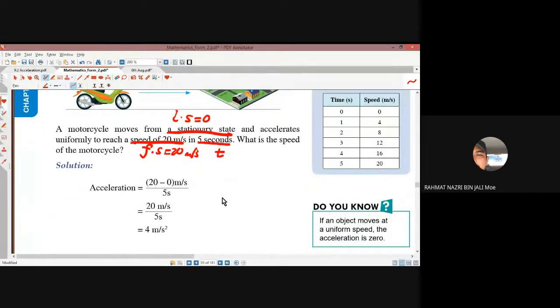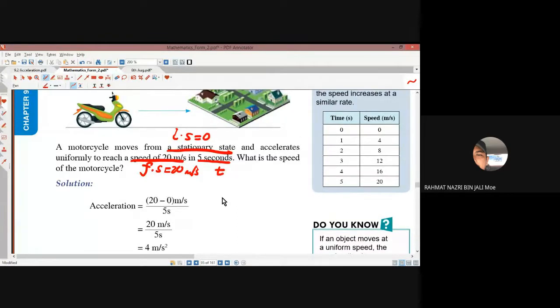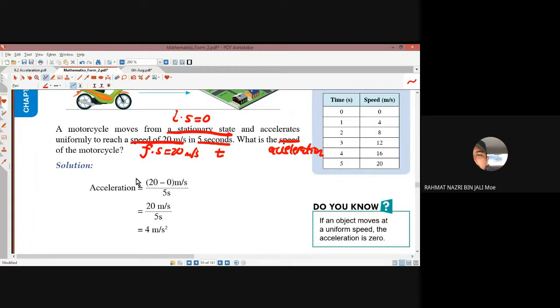What is the speed? Sepatutnya ini acceleration. Soalan salah. What is the acceleration? Okay, the solution is the final minus initial, 20 minus 0, divided by 5. Okay, make sure we double check. Meter per second. So the time also have to maintain with second. Okay, so we can proceed. 20 divided by 5, so we get 4.